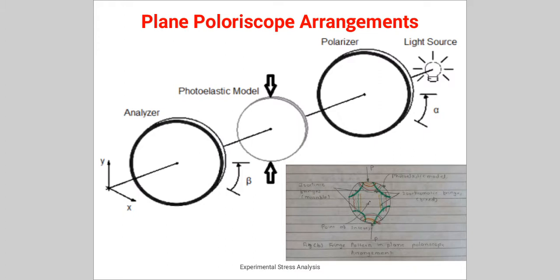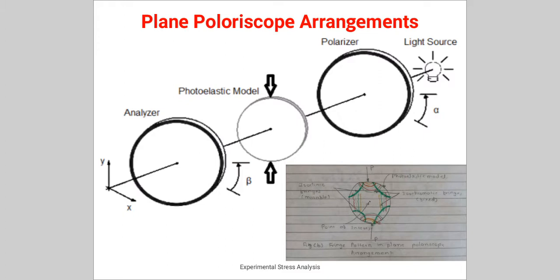That means in the plane polariscope arrangement, whatever two types of fringes are developed, that is isoclinic and isochromatic, out of that the isoclinics are movable and the isochromatics are stationary, and by using the isoclinic fringes I can calculate the direction of principal stresses. So how is the direction calculated?